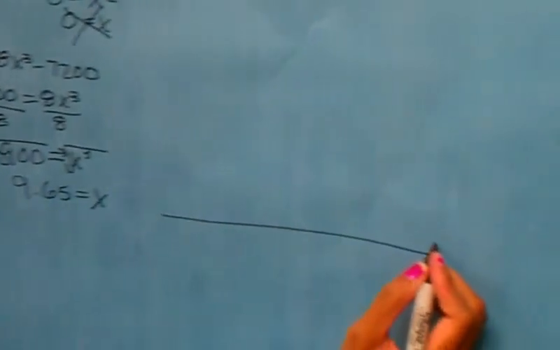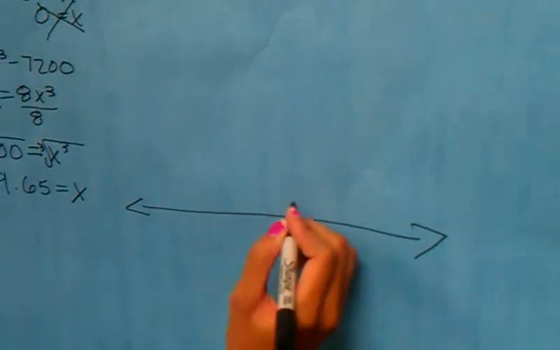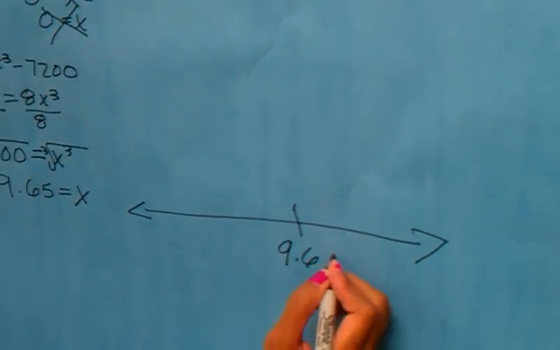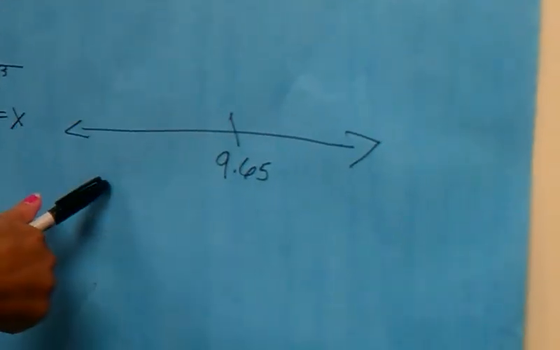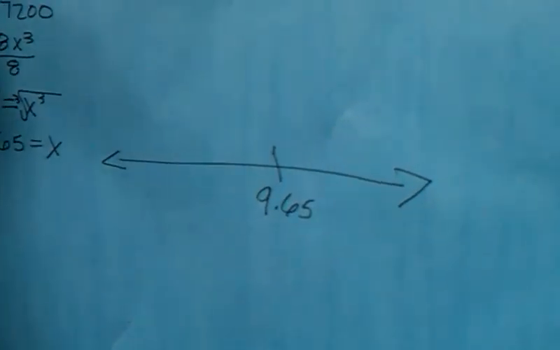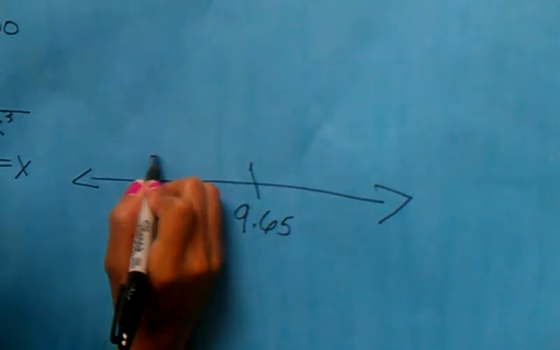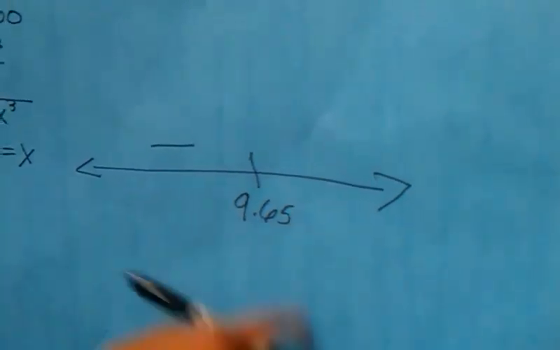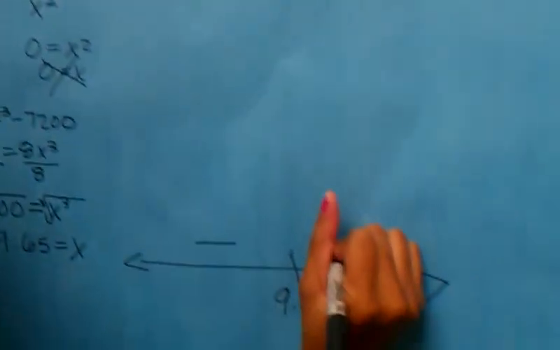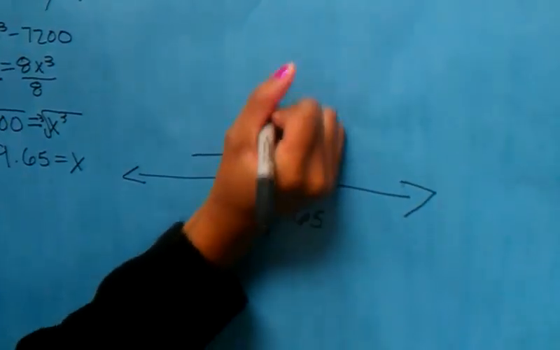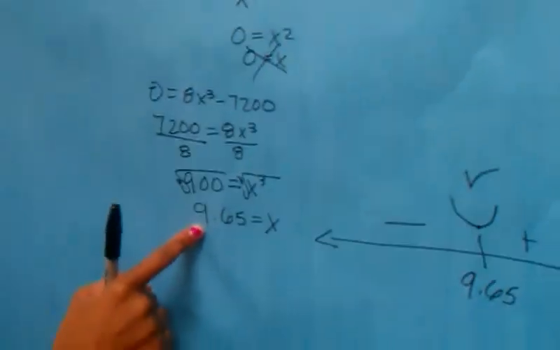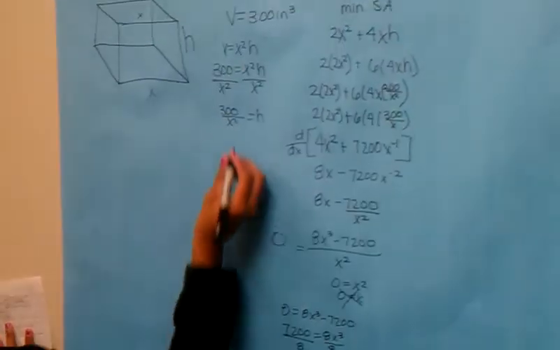We'll plug it into a sign line. Say a number smaller than 9.65, we'll go ahead and use 9. Plug it into this equation and we'll get a negative number. We'll use 10, plug it in, and we'll get a positive number. So we are minimizing, going from decreasing to increasing. So that checks out. We'll go ahead and plug our 9.65 into this equation.